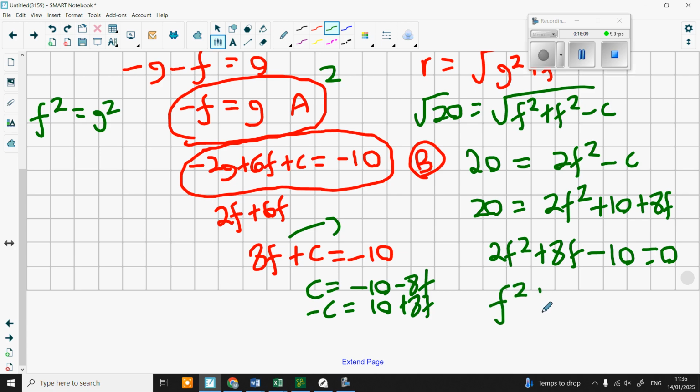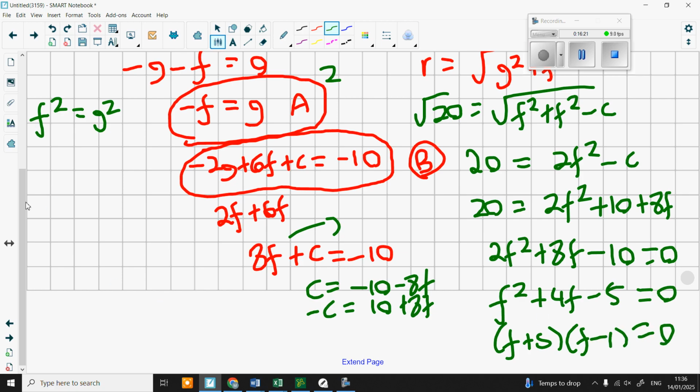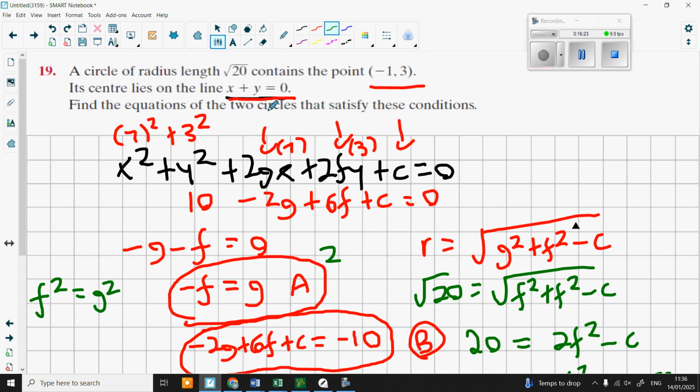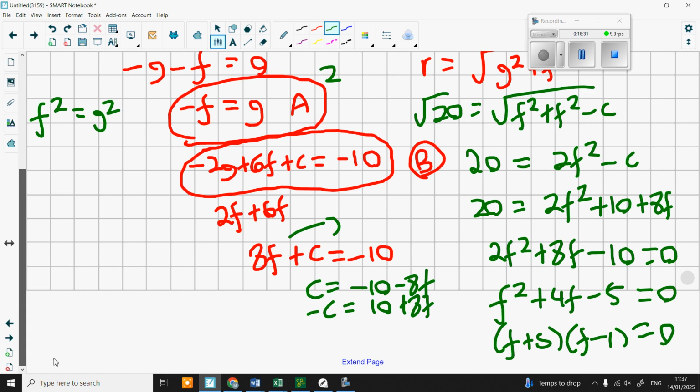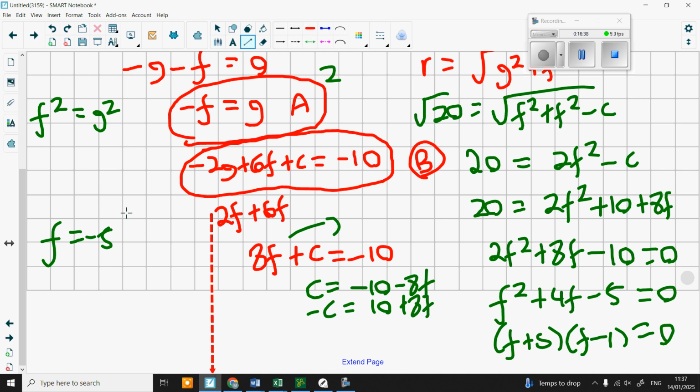Divide both sides by 2. Then f plus 5, f minus 1 equals 0. Reread the question. So does it say circles or circle? 2 circles. So am I happy with the 2 f values? Yes. So what am I getting? F equals minus 5. And the other one is f equals 1. Okay.